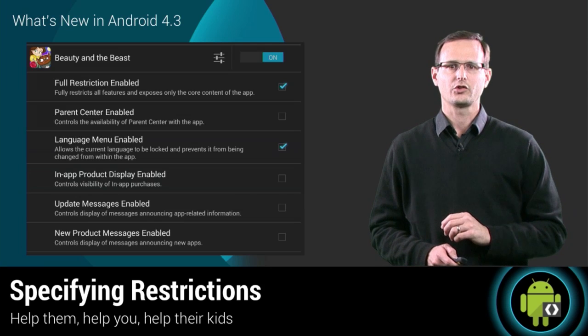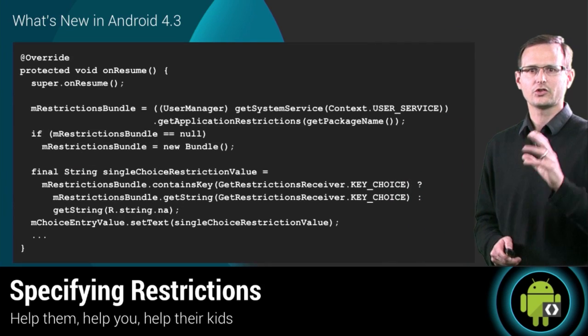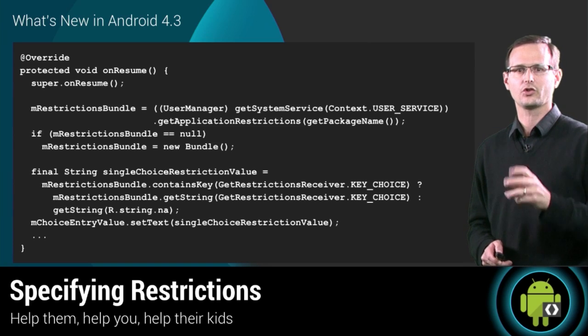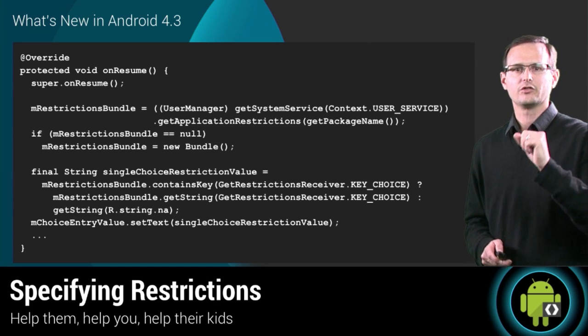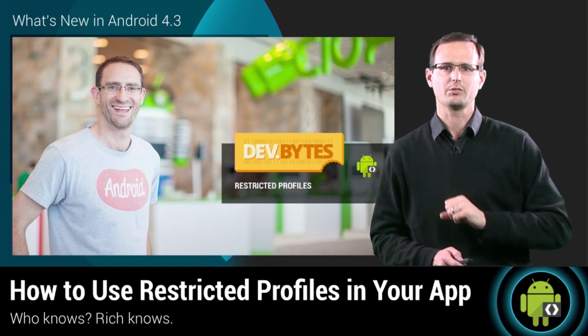To apply those preferences to your app at runtime, simply check for a bundle of restriction settings associated with your app by querying the user manager when your app resumes, as shown in this code snippet. You can find out more about supporting restricted profiles from Rich Heinemann's DevByte.